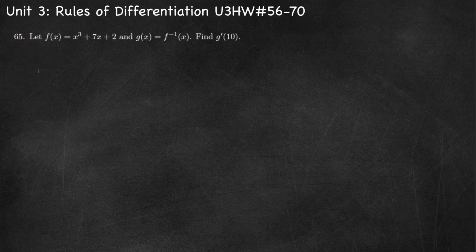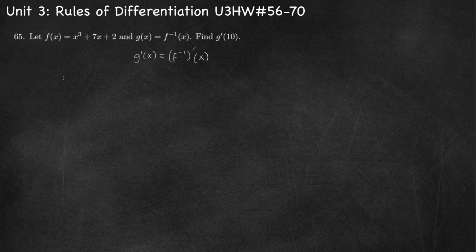65. Let f of x equal x cubed plus 7x plus 2 and g of x equal f inverse of x. Find g prime of 10. So we want to find the derivative of g, and g prime of x is really just f inverse prime of x. So g prime of x is just an easier notation to use than f inverse prime of x. But what we're looking for is the derivative of f inverse evaluated at 10.